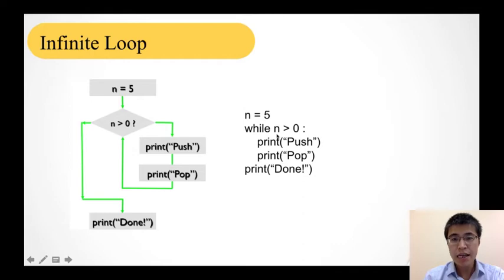So now let's see, this n will not be changed in this while loop. We just show the push message and the pop message in the while loop. We didn't change n, so n is always 5. So the condition n larger than 0 is always true. So it will never stop. If the condition is true, the while loop will never stop. So at the end, we get an infinite loop.